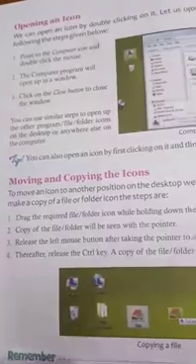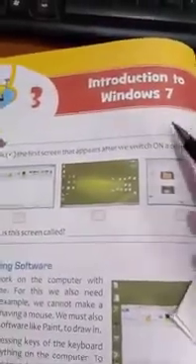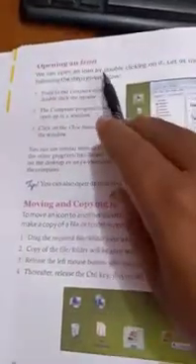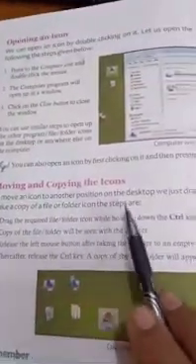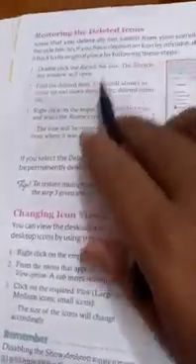I am your computer teacher and this is my new video of class 3rd computer, and your chapter is chapter 3, Introduction to Windows 7. Today's topic is opening an icon, moving and copying the icons, that is given on your book page number 30, renaming an icon, deleting an icon, that is given on your book page number 31, and restoring the deleted items.